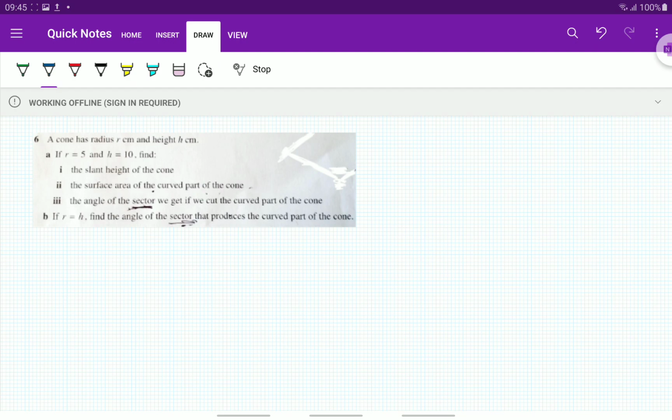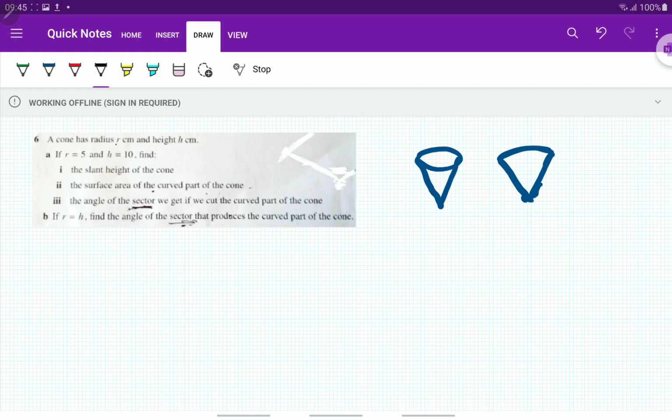ठीक है. So the first question we're looking at today is basically the arc length of cone videos. So basically this is your cone, right? We're basically going to be looking at the arc length or the sector thing. So let's get into the video. So let's read the question thoroughly first.